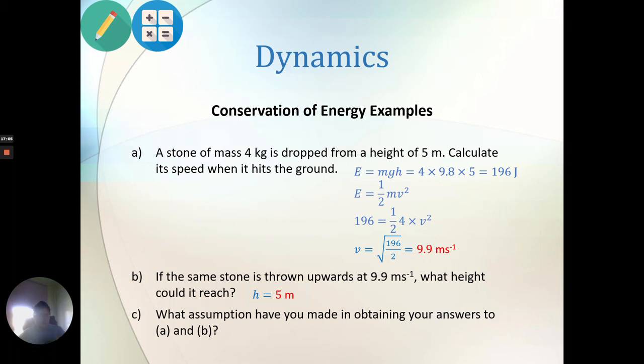But question C has challenged me. It's telling me, what assumption have you made about throwing this stone up or when it's falling back down? And I did make one. I've assumed that all the energy is going from potential to kinetic or kinetic to potential energy. And that might not be the case. We're assuming that there's no energies lost due to air resistance or due to friction. That it's not being lost in the form of heat or sound.